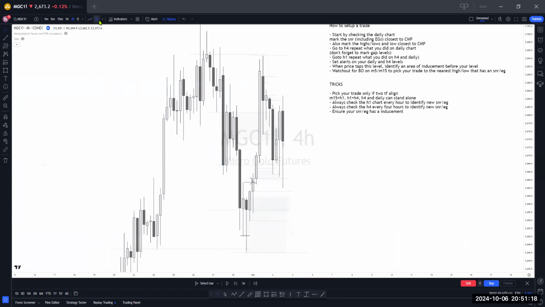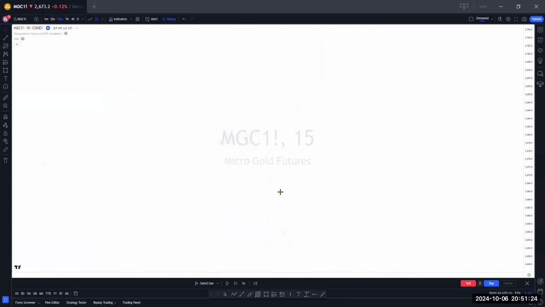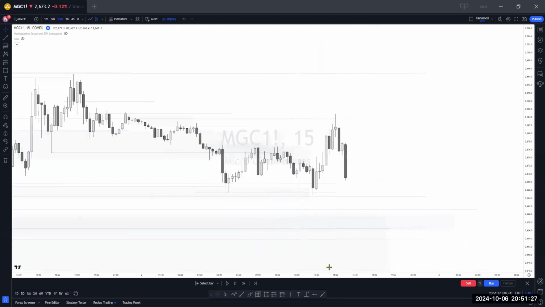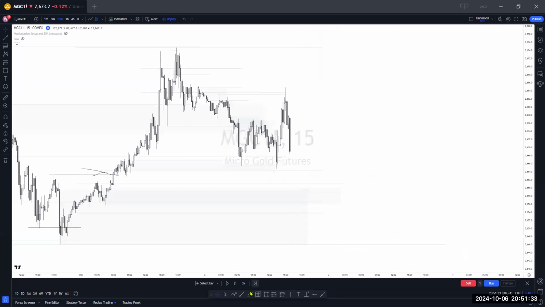So the beautiful question, whenever you mark an SNR level, one of the tricks, always check for inducement, right? So let's see M15 to see was there any area price induced? Oh, beautiful. As you can see, there was inducement. Price induced this high taps. So one of the first convenient TP again would be this low, right?